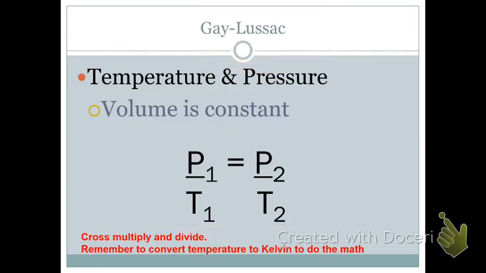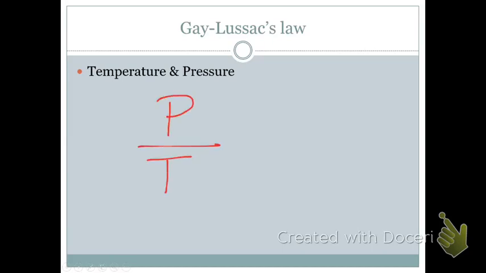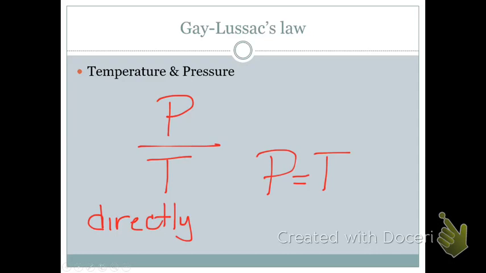Okay, so looking at temperature and pressure, if the ratio or the relationship is pressure over temperature, that tells me then that pressure is equal to temperature. And that tells me that temperature and pressure are directly proportional to each other. Make sure you understand directly proportional.